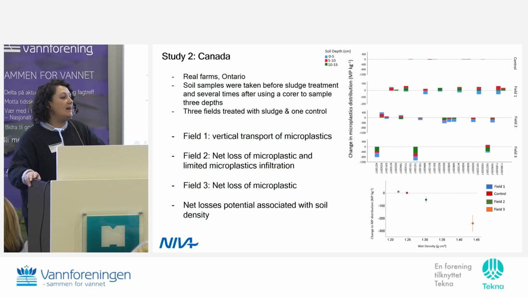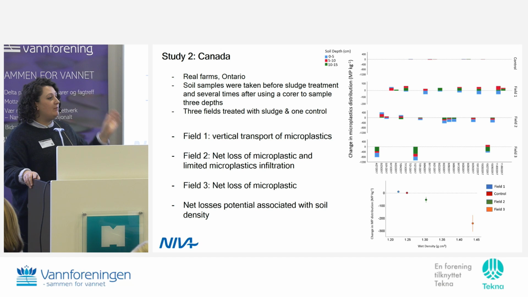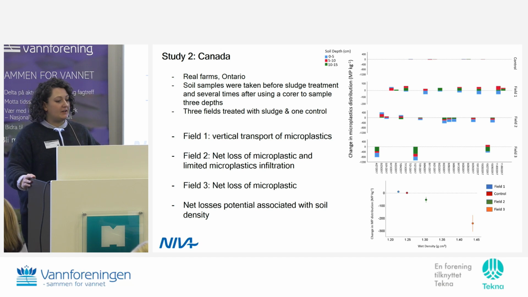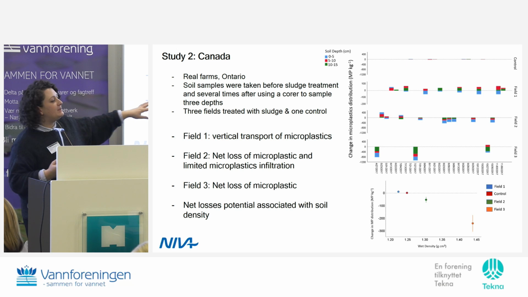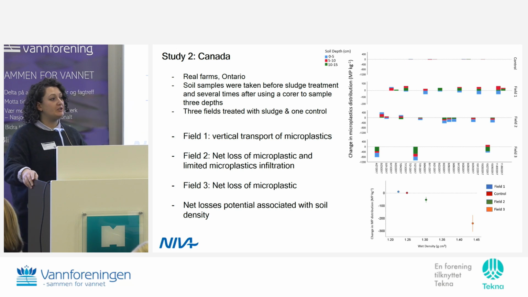In field 2, a lot of those are below the 0 line, so we actually saw this net loss of microplastic, but when we compare the different depths, there's not much infiltration going on there either. It's staying quite surface. And then in field 3, we also see this net loss of microplastic occurring across all 3 layers. We tried to look into this a little bit, try and understand some of the mechanisms, and we saw that there's potentially a control related to the soil density on how much microplastic is lost over the course of this year.